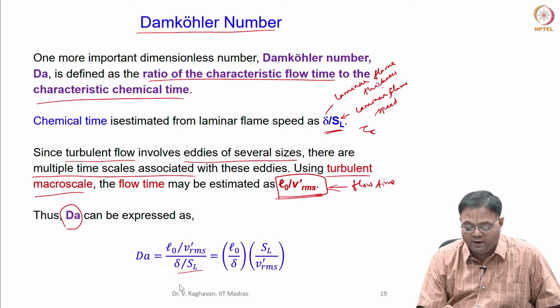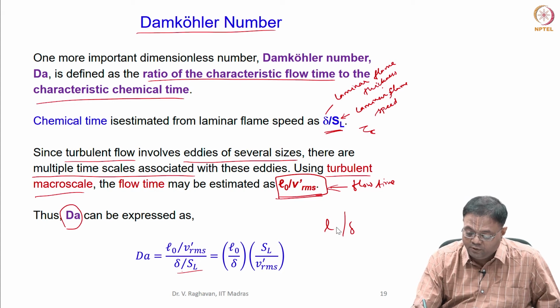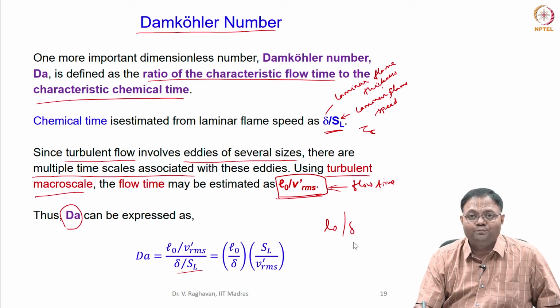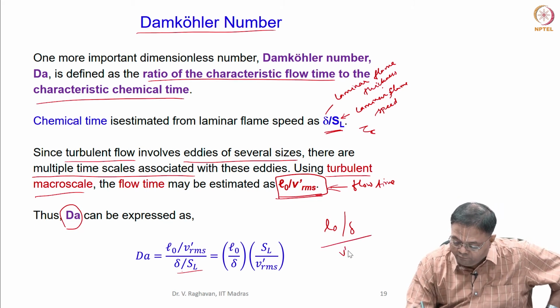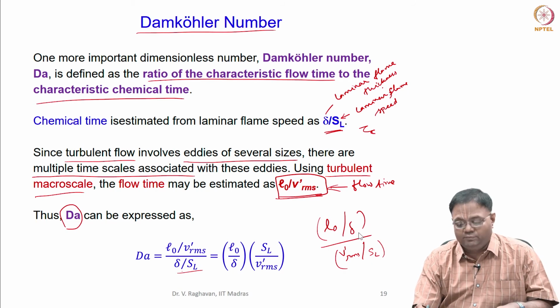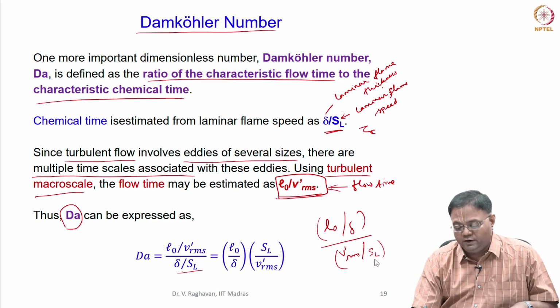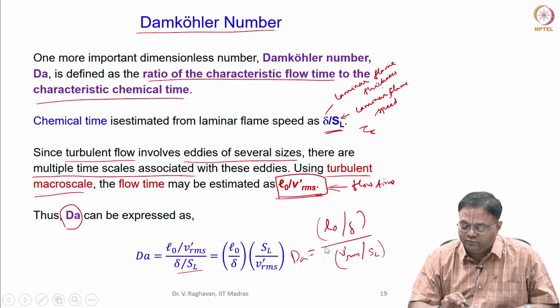So, we can write like this, but we can also write the Damkohler number as L naught, the ratio of this, which we have already seen, the ratio of the turbulent length scale to the laminar flame thickness divided by V dash RMS divided by SL. You can see this turbulent length scale divided by the laminar flame thickness divided by the turbulent intensity divided by the laminar flame speed. So, this is also Damkohler number. So, both ways you can write this.